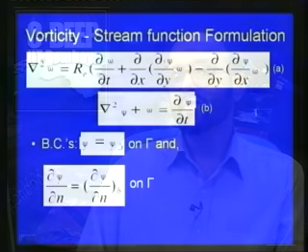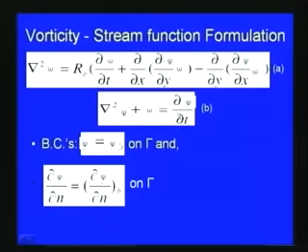Here also, if you consider, for example, a two dimensional problem, we have two equations. The first equation is written like this: del square omega is equal to Re into del omega by del t, plus del by del x of del psi by del y into omega, minus del by del y of del psi by del x into omega. So, this is the first equation A, and the second equation is del square psi plus omega is equal to del psi by del t.